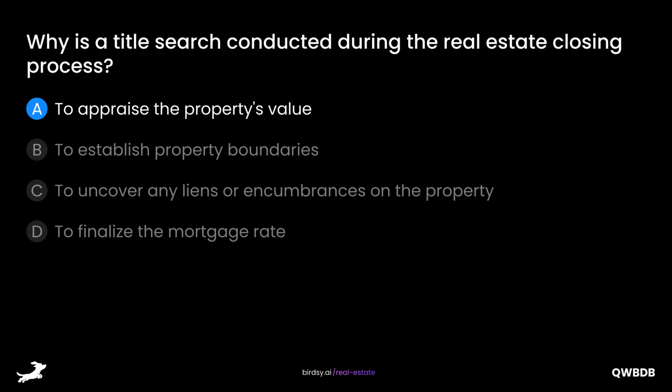Is it A, to appraise the property's value, B, to establish property boundaries, C, to uncover any liens or encumbrances on the property, or D, to finalize the mortgage rate? The answer is C. To uncover any liens or encumbrances on the property.